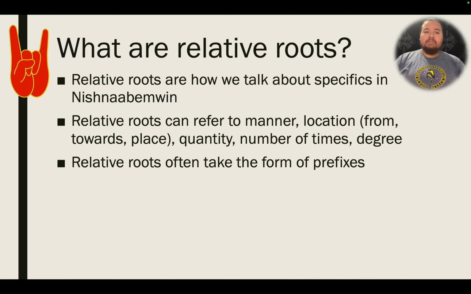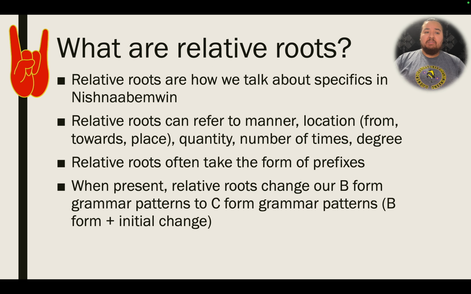So relative roots often take the form of prefixes. And when present, relative roots change our B form grammar patterns to C form grammar patterns. So that's B form with initial change. We'll give you a chance to write everything down in your notes from this slide. Pause the video here before moving on. Alright, let's move on.